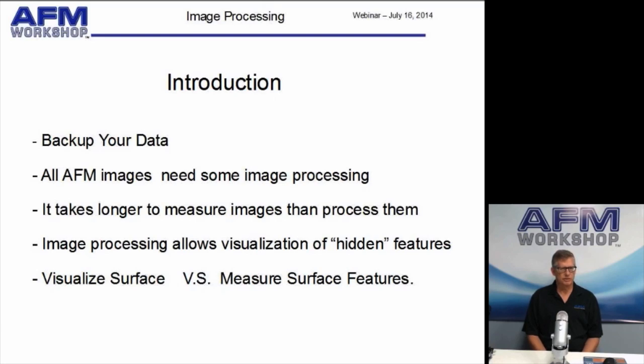Image processing allows visualization of hidden features in the AFM image. So when you measure an image, quite often you don't see a lot of features, but through the image processing sequence of events, you can start to see hidden features. And finally, when you do your image processing, you need to keep in mind if you're doing it to visualize the surface, that is to make a pretty picture, or to measure surface features. These have a different standard in terms of the integrity of the data and how you treat it.